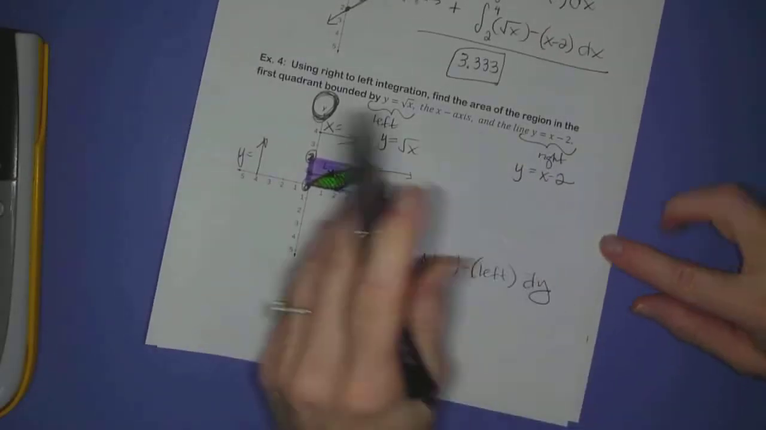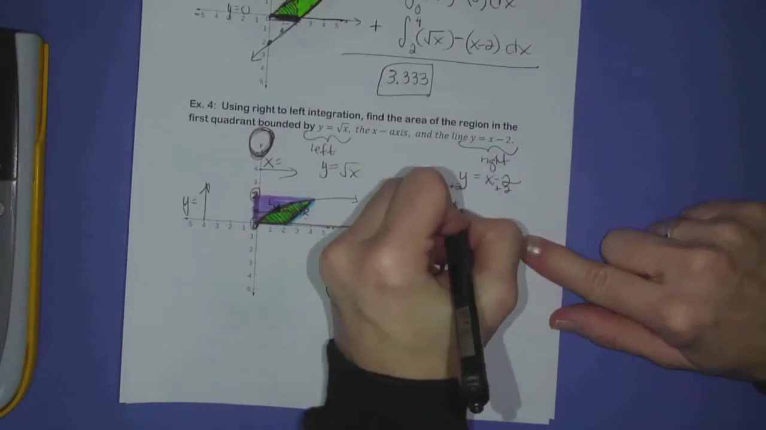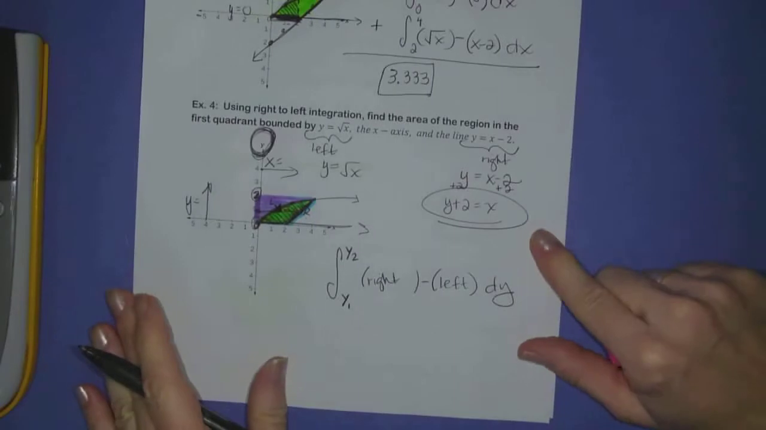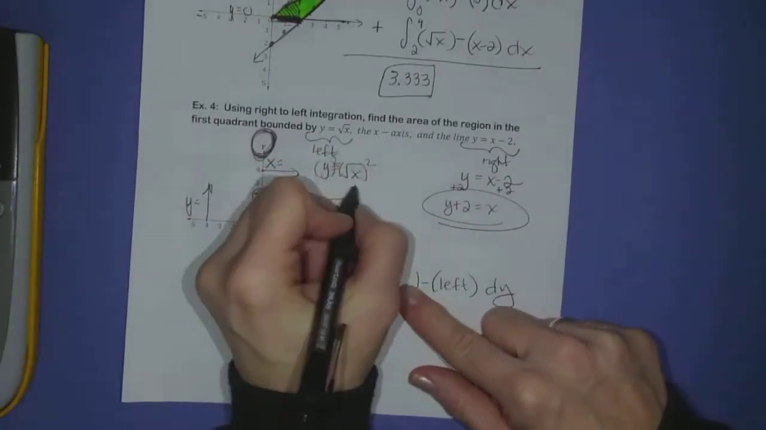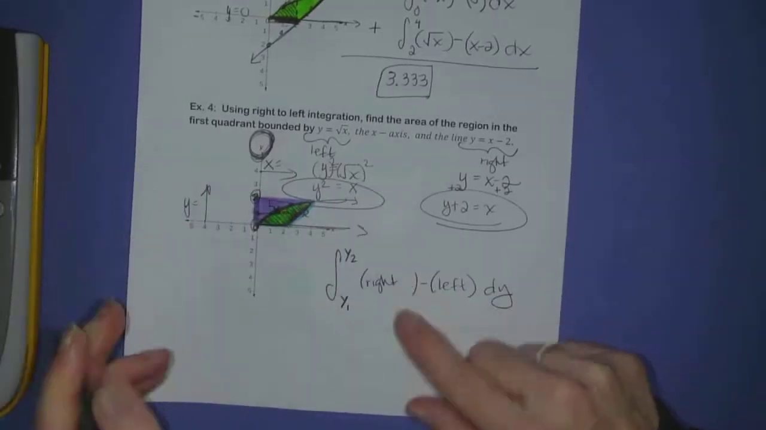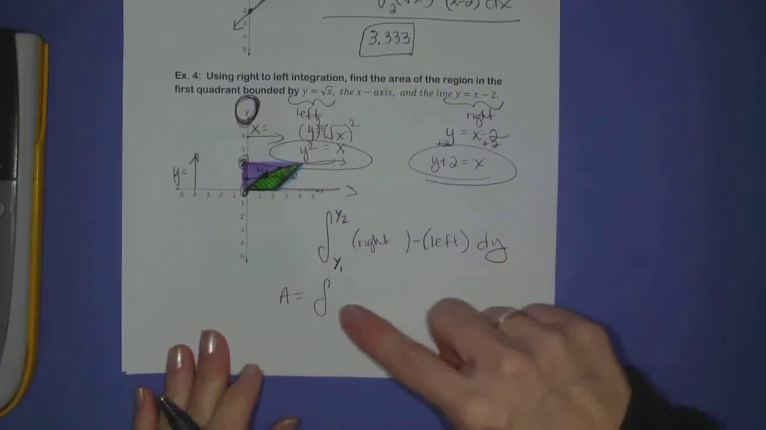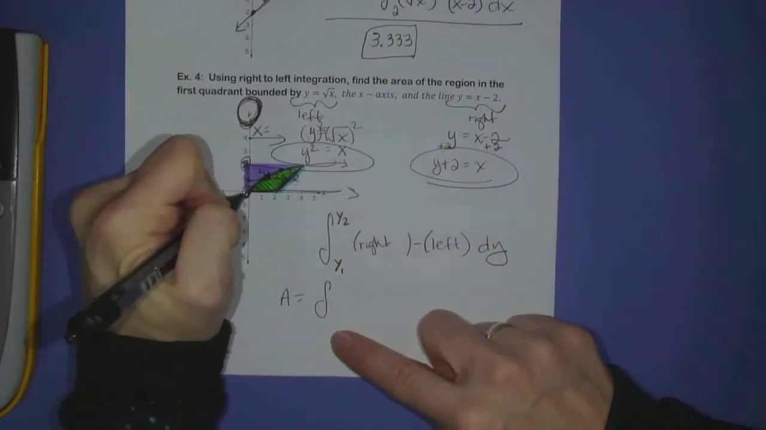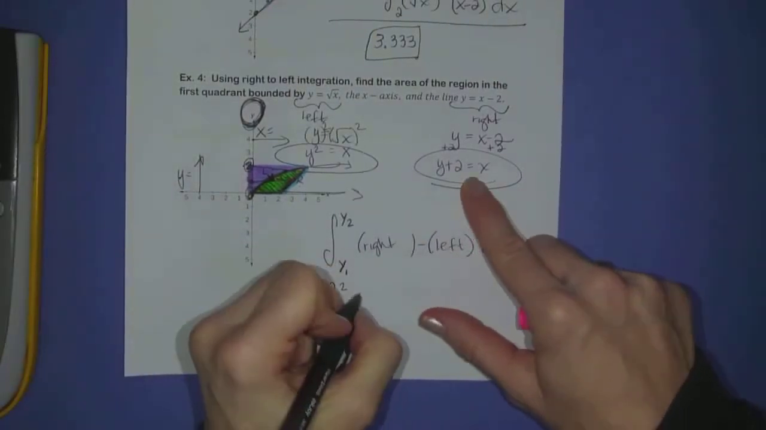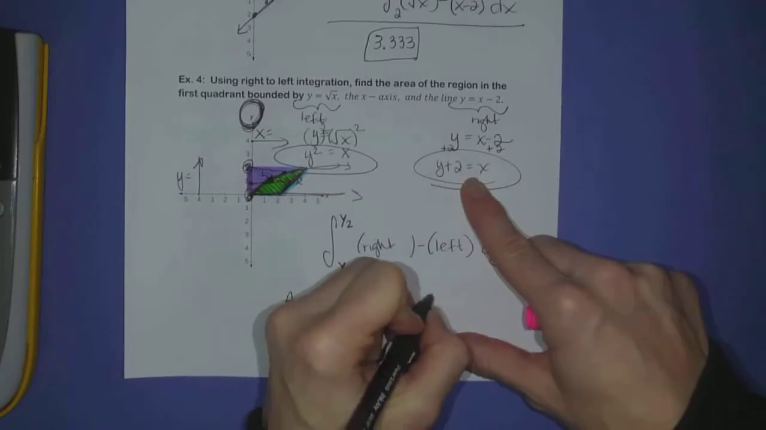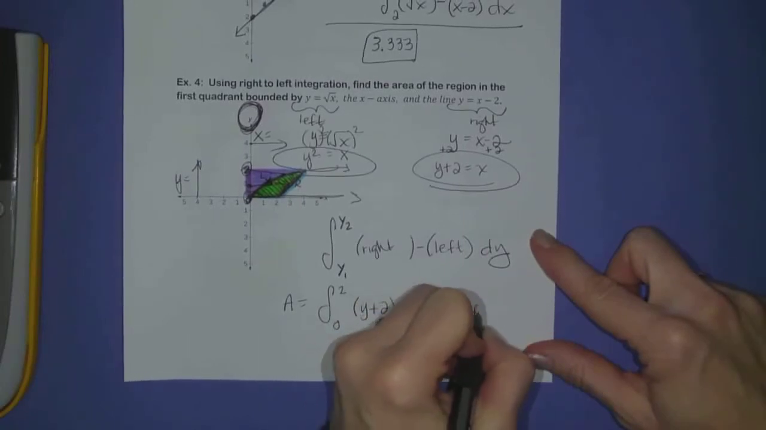This guy right here, you just add 2 to both sides. So y plus 2 is your x. And for this guy, you just simply square both sides and you get x equals y squared. So here's our final answer. Area equals the definite integral from 0 to 2 up the y-axis, my right-hand function, y plus 2, minus my left-hand function, y squared, dy.